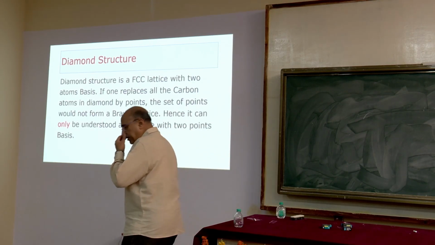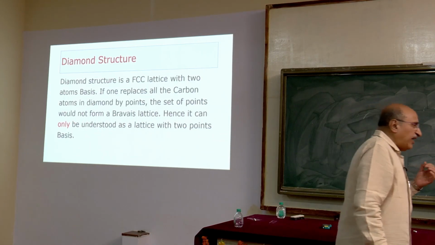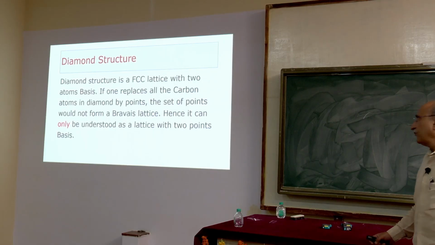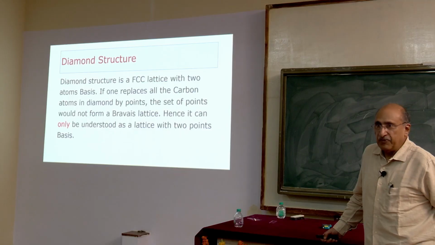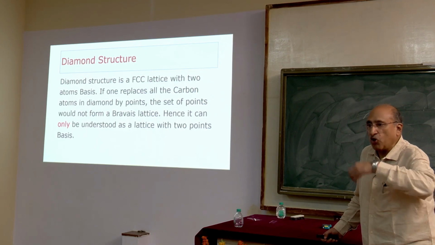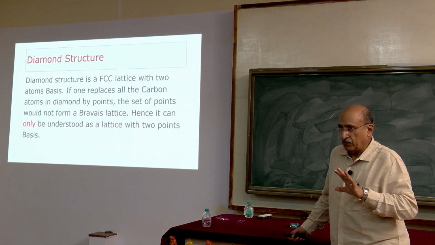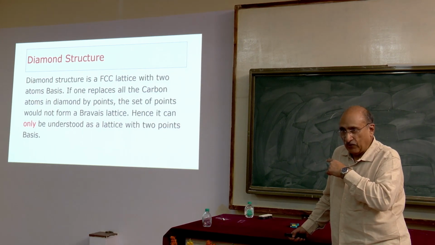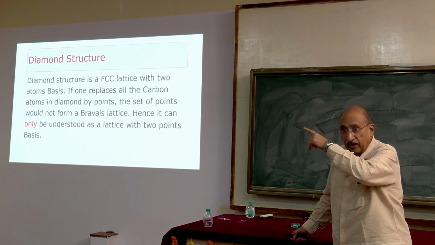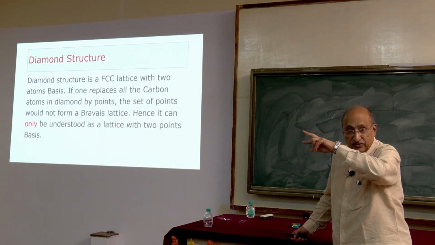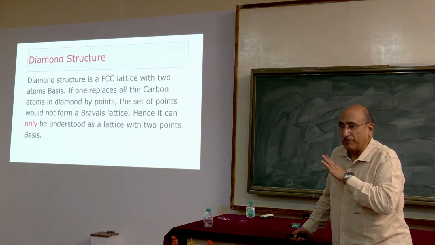Now I will come to the diamond structure. This is a little complicated, so let's go slowly and try to understand it. The diamond structure is an FCC lattice with 2 atom spaces. It means, as I just mentioned, if you replace all the carbon atoms by points, this will not form a Bravais lattice. How? I will show it later. It means you essentially require 2 points, like in the case of the honeycomb structure or another picture where it was not forming a Bravais lattice. Diamond also does not form a Bravais lattice.